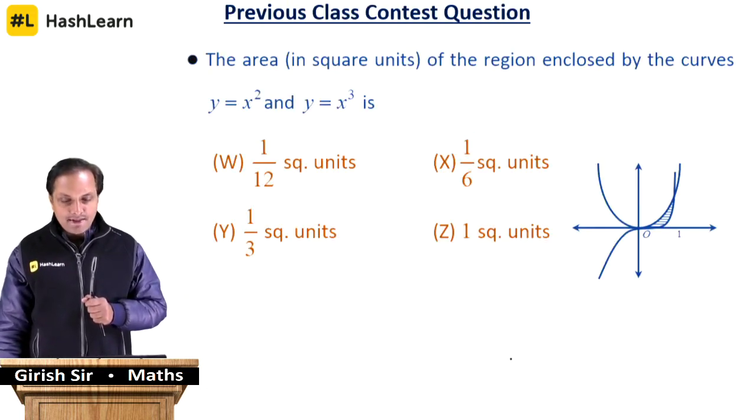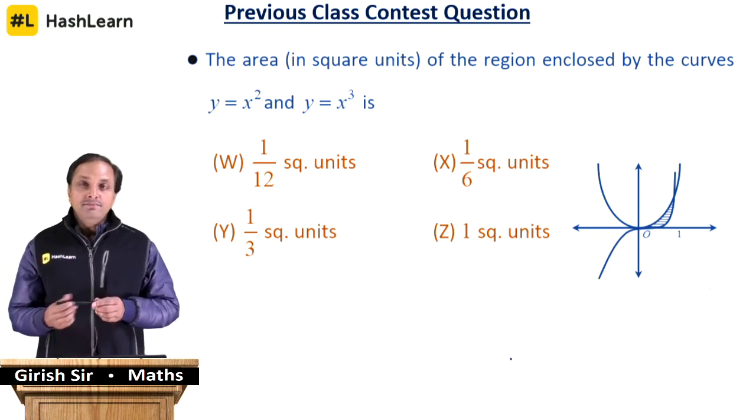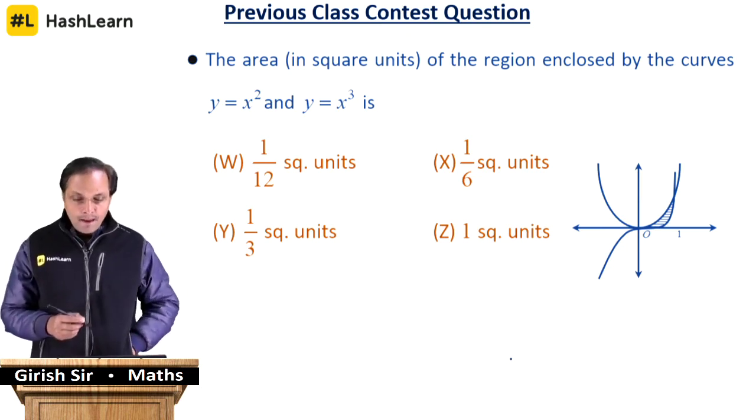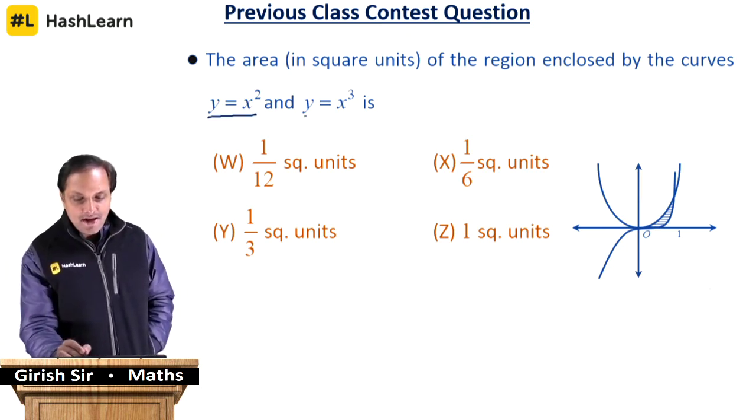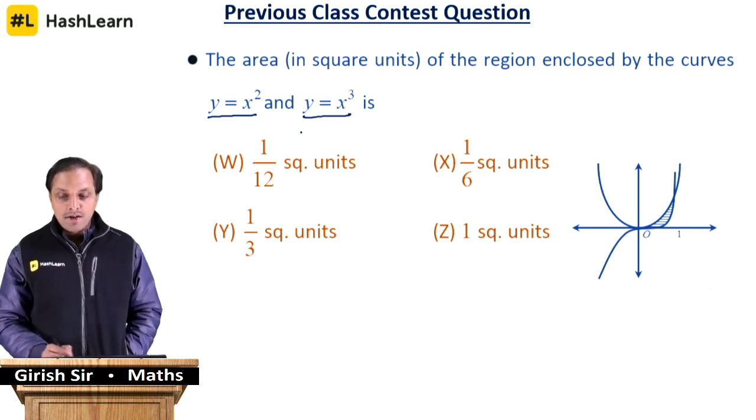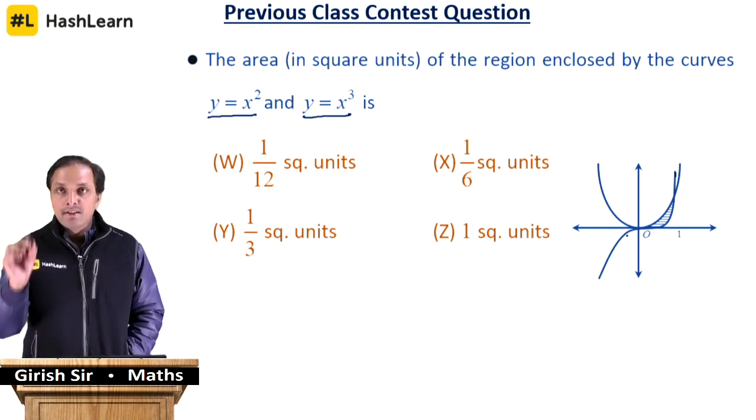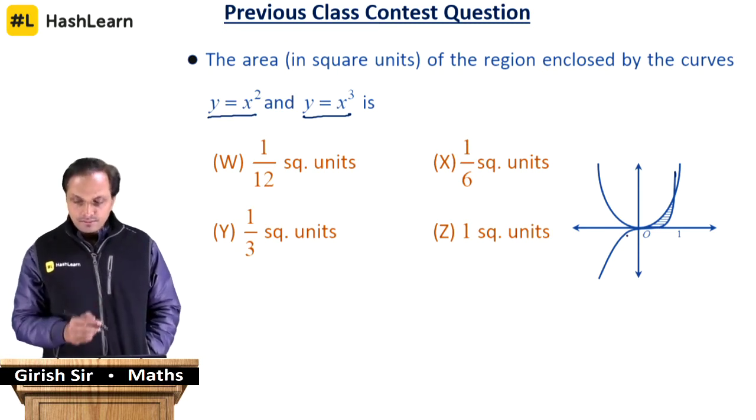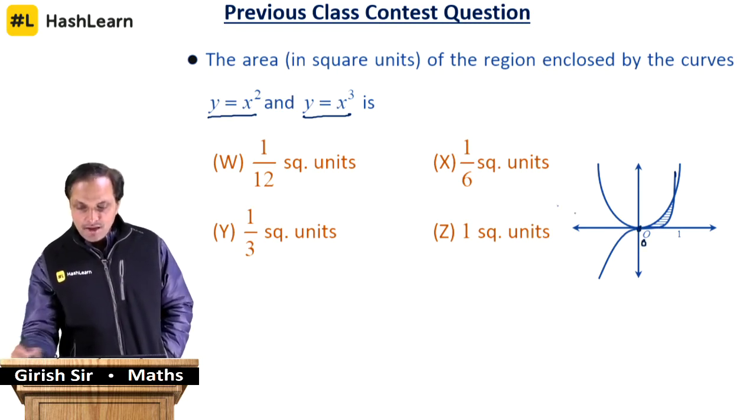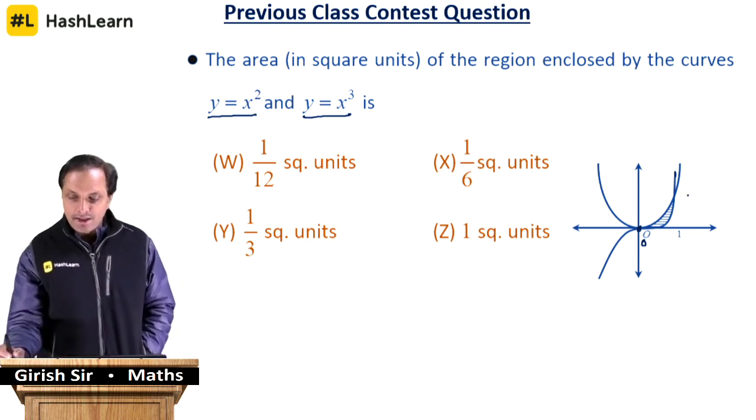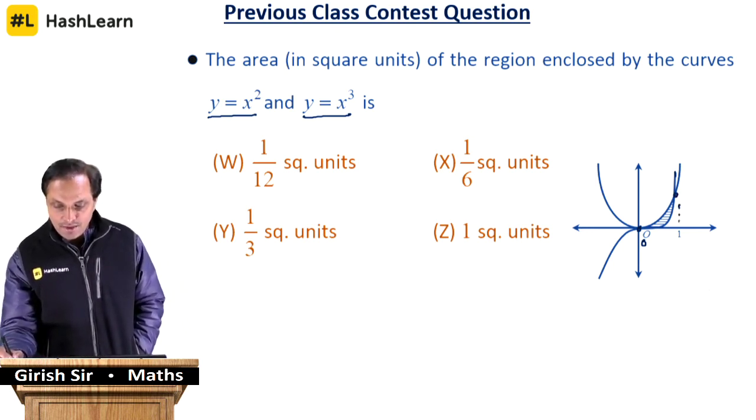Next is the previous class contest question. This is your parabola, and this is your S-shaped curve. Cubic is always S-shape. See, you know that this is like a S-shape. This point is 0. When you intersect these two, it will coincide at 1. This is what they have given.